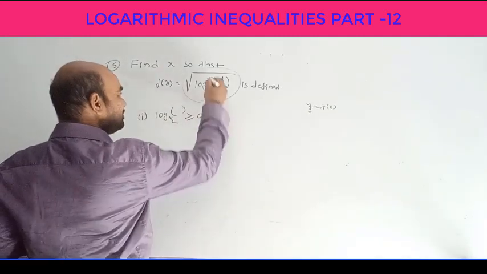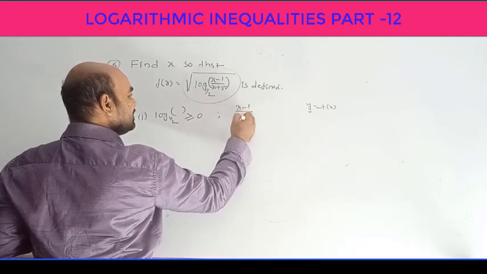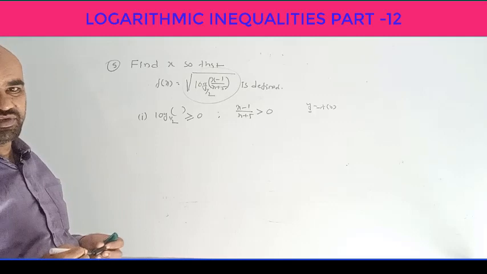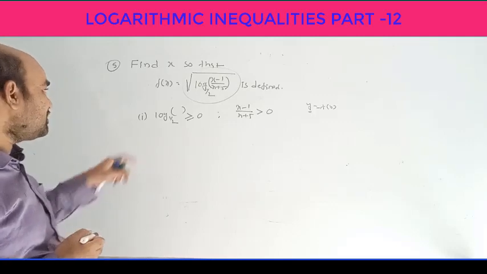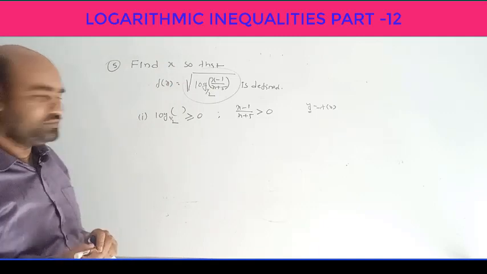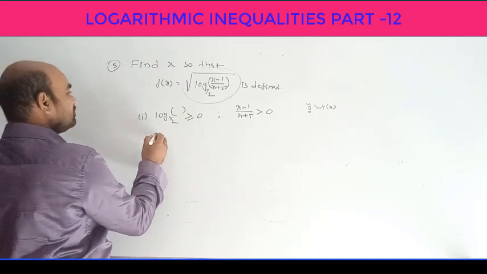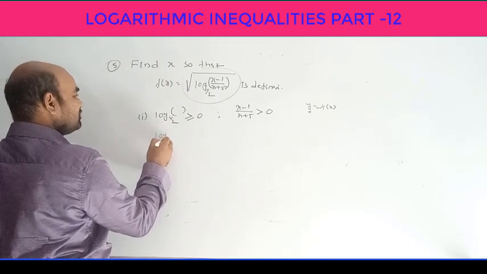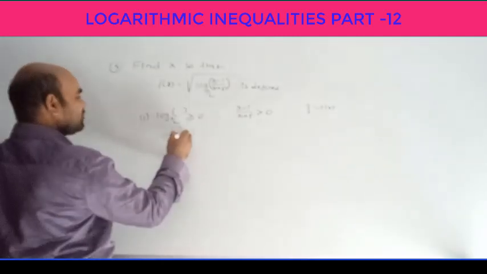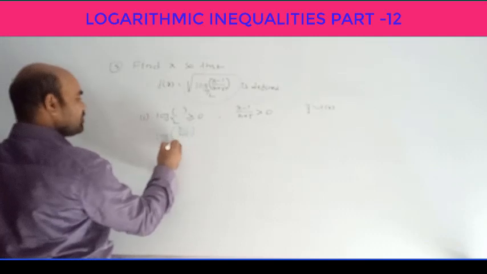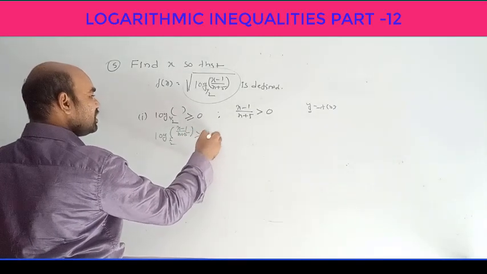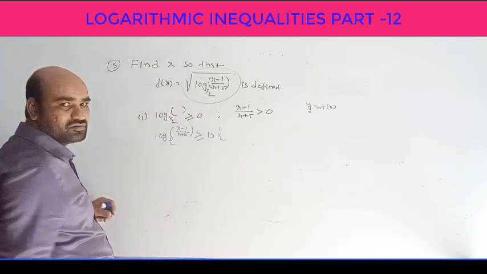Second condition: x minus 1 by x plus 5 should be greater than 0, because log is defined only for positive real numbers. Now you want to find a common x which satisfies these two conditions. You can say that is the domain of the problem. So, logarithm of x minus 1 by x plus 5 to the base 1 by 2 is greater than or equal to log 1 to the base 1 by 2.